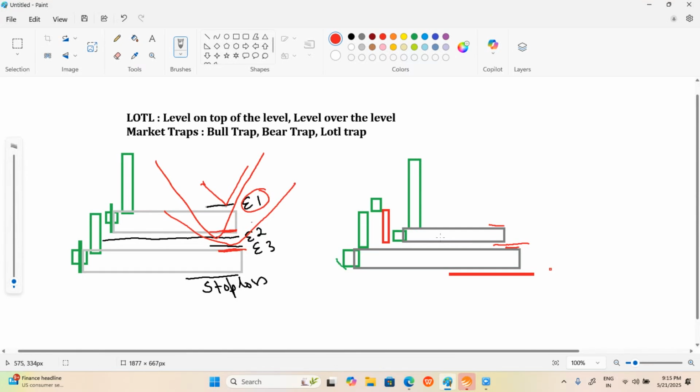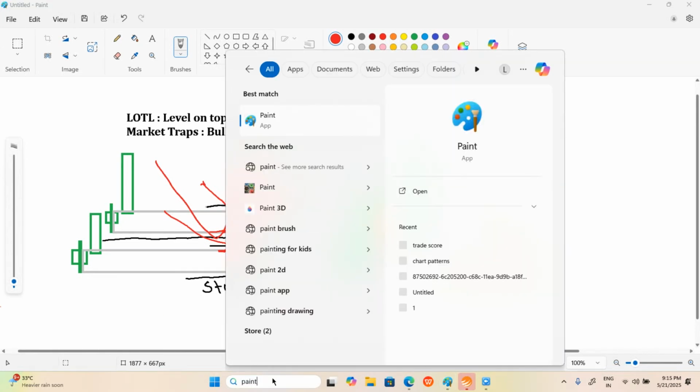Demand zone number 1 and demand zone number 2 can be merged. Demand zone, okay, let me draw another picture for you, then I will show you the same picture on stocks. Please listen to this video again and again, only then you would be able to get the clarity of what I'm trying to say.